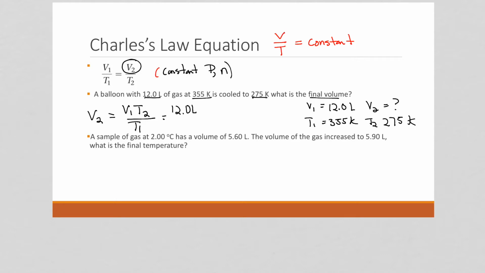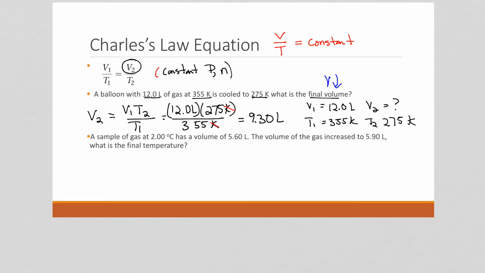We have 12 liters times T2, that's 275 Kelvin, divided by T1, 355 Kelvin. Of course, my Kelvin cancel. So I'm going to get my V2 in liters. And if I do the math, I should come up with three significant figures, 9.3 liters. Okay? So again, we can look at this. Does it make sense that my volume went down? So I saw my volume go down.